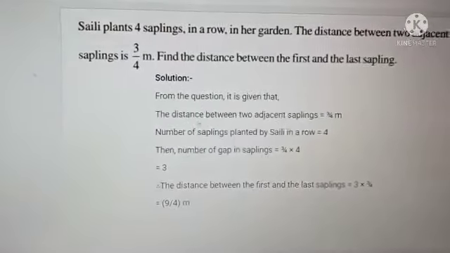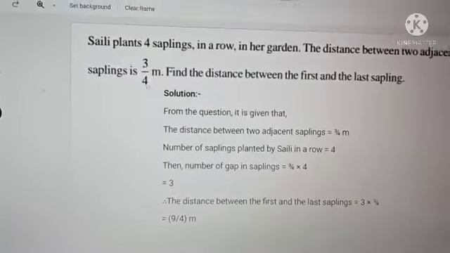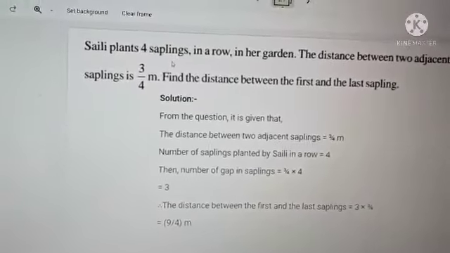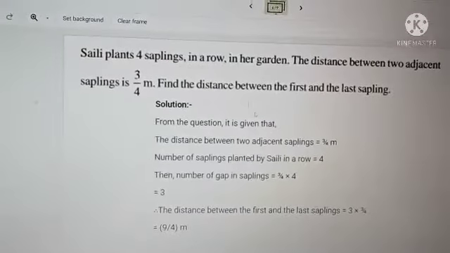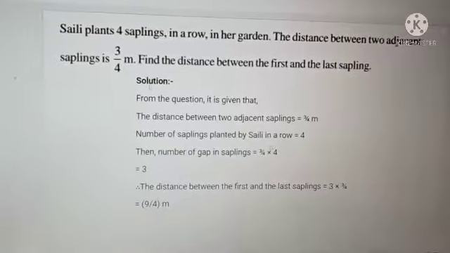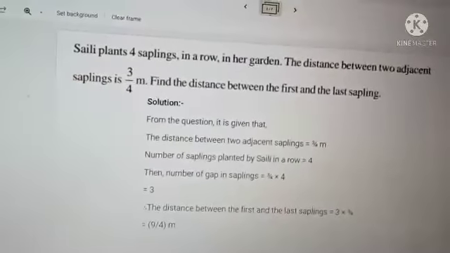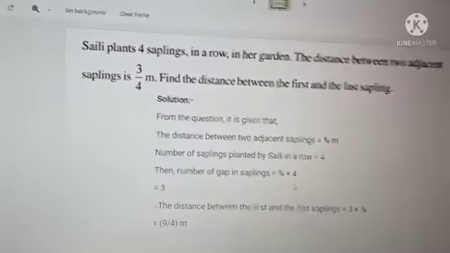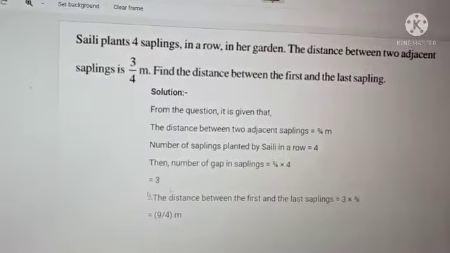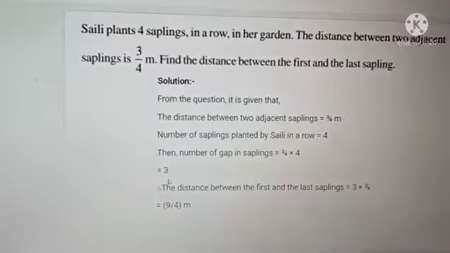Did you understand? From the question it is given the distance between two adjacent saplings is, what is given in the question? 3 by 4 meter. Okay. And Salil plants 4 saplings in a row. Okay. In a row 4 saplings are there. And between two adjacent saplings the distance is 3 by 4 meter. So the number of gaps in saplings will be 3 by 4 into 4 because 4 saplings are there. That is 3 by 4 into 4. 4 and 4 get cancelled. Answer will be 3.